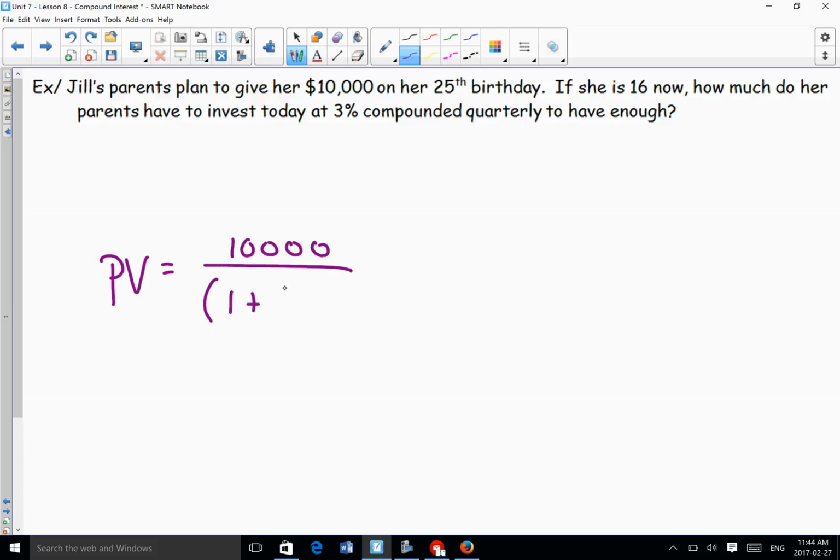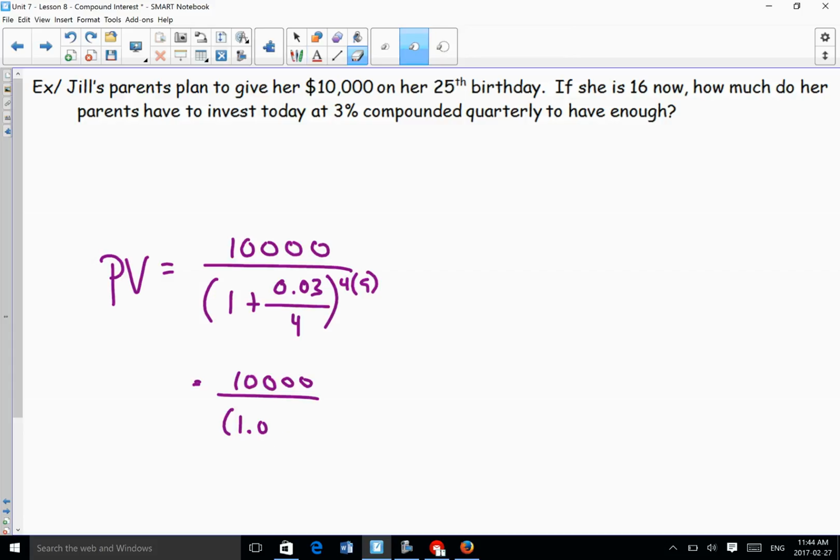They can invest at 3%, so 0.03 compounded quarterly, so divide by 4, 4 times a year. She's 16 now, wants to do it on the 25th, so 9 years. If your calculator can handle that, great. If not, let's figure out the number inside the bracket. So that'd be 1 plus 0.0075 to the power of 36.